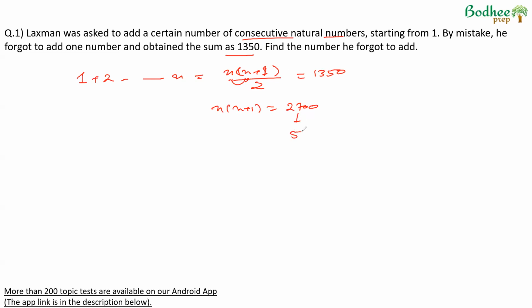The root of 2700 will be about 52 square. It will be around 52 approximately. So what I'm saying is, if we put n as 52 and find the sum of numbers from 1 to 52, we'll get 52 into 53 by 2. Here I've kept n as 52. 52 into 53 by 2 will come out to 52 into 53, just multiply and check.